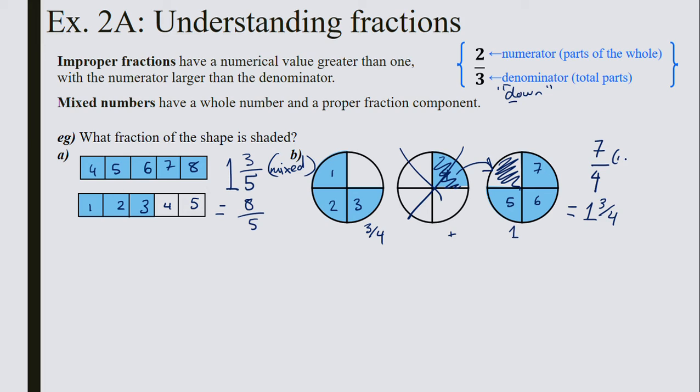This is the improper part because the numerator up the top is bigger than the denominator down the bottom, and this here is the mixed number. They are equivalent, they mean exactly the same thing. This here was our improper, which I'm just going to write imp.